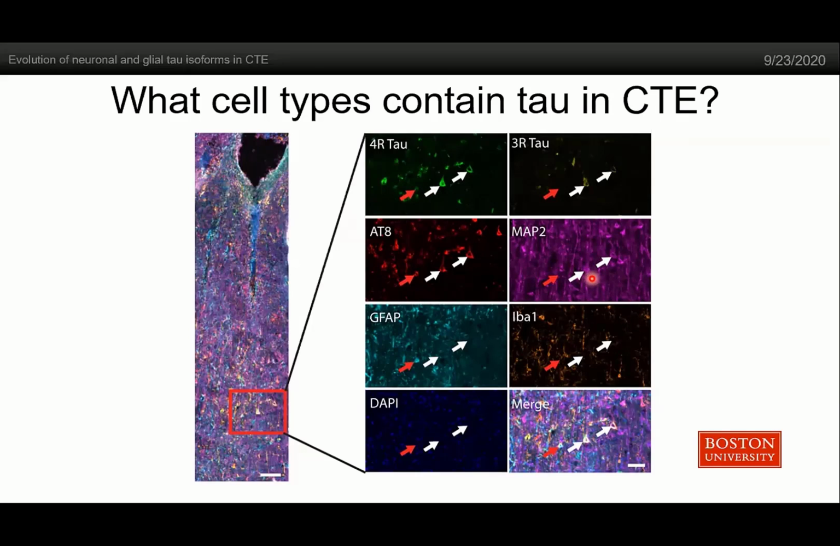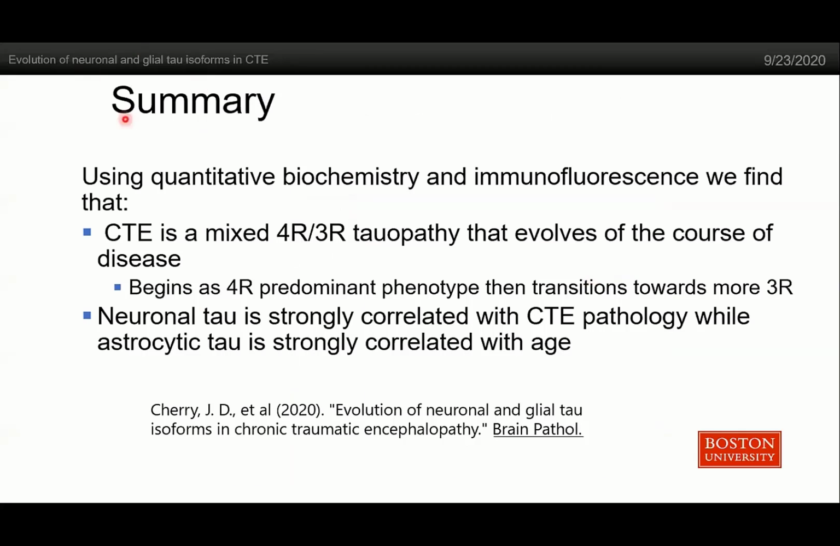So with that, overall, what I've shown is that using quantitative biochemistry and immunofluorescence, we find that CTE is a mixed 3R, 4R tauopathy that evolves over the disease. It begins as a 4R predominant phenotype and then transitions more towards a 3R phenotype. And then neuronal tau is strongly correlated with CTE pathology, while astrocytic tau is more correlated with age. And if you want to see this paper or read more into it, it was recently published, and the citation is down here.